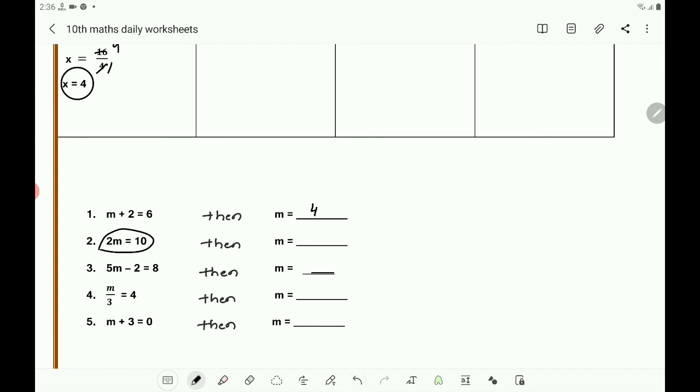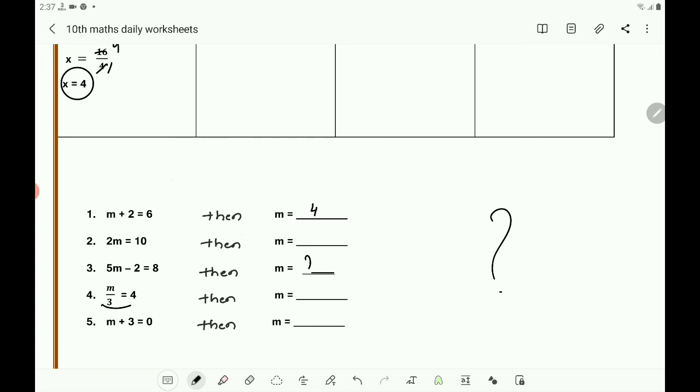Similarly, 2m equals 10. Then m equals 10 by 2, which is equal to 5. Again here 5m minus 2 equals 8. How will you get the m value? First you transfer this minus 2 to the RHS. Here you solve. After solving, write the value of m.